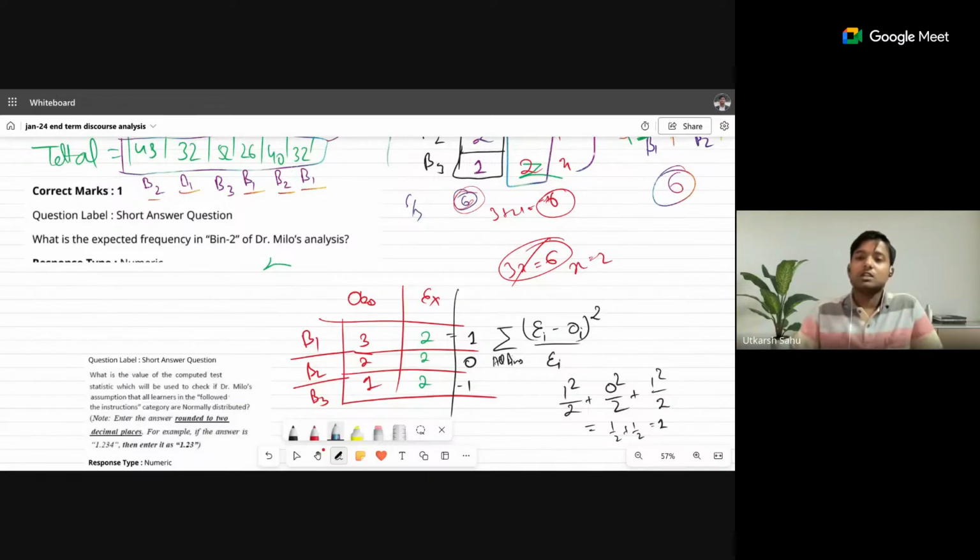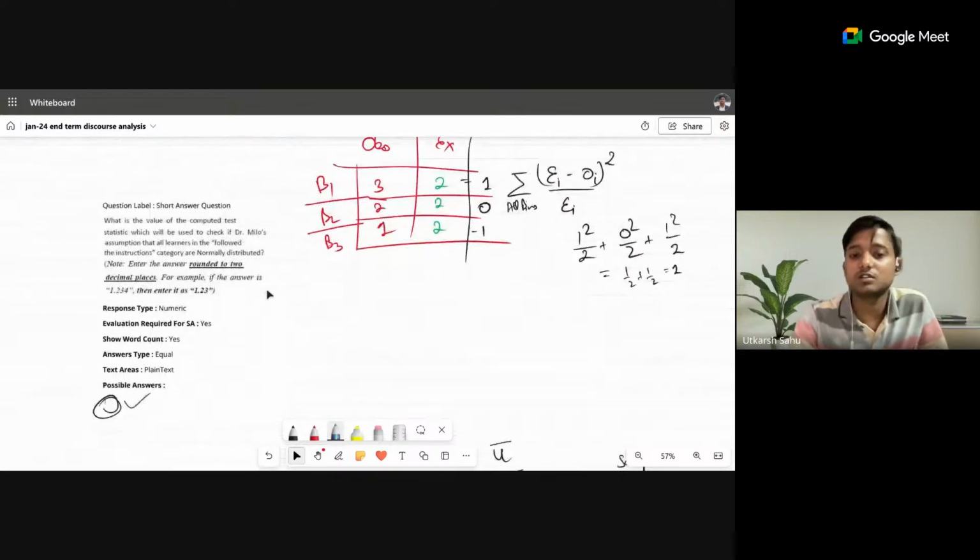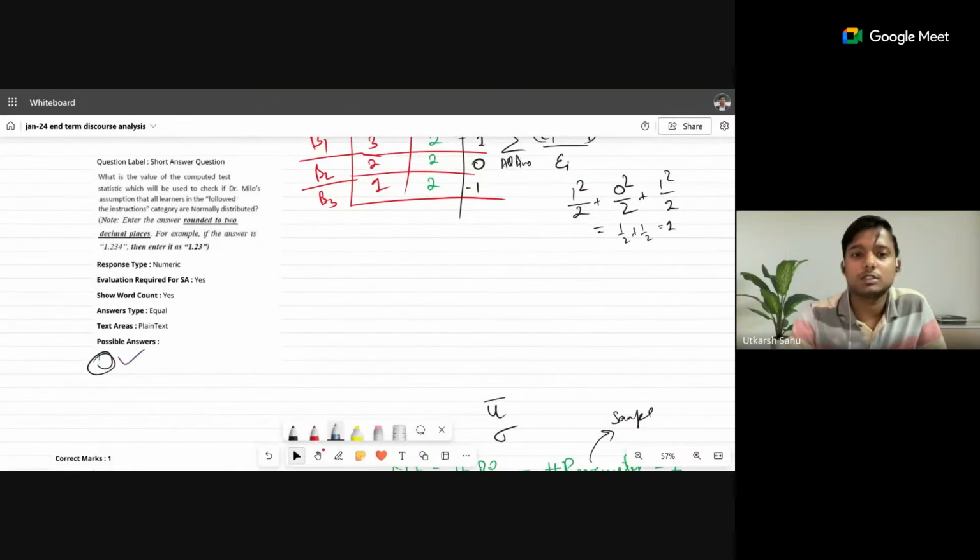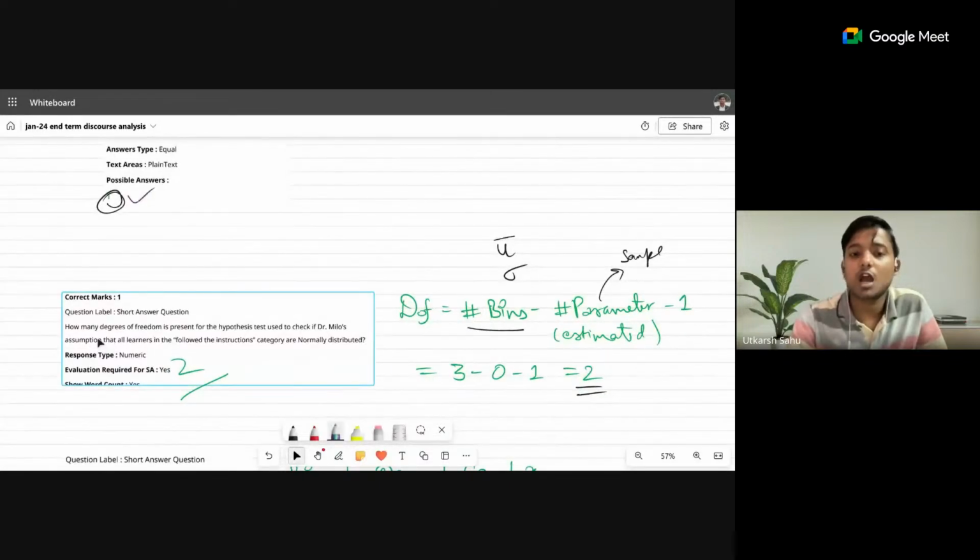What everyone needs to know is, when these types of questions come in the exam, don't always think that because the previous question came from test of independence, the next question will also be on test of independence. You could get the next question on goodness of fit as well. So a mix and match of topics would be there. Be open to this. Don't always assume.